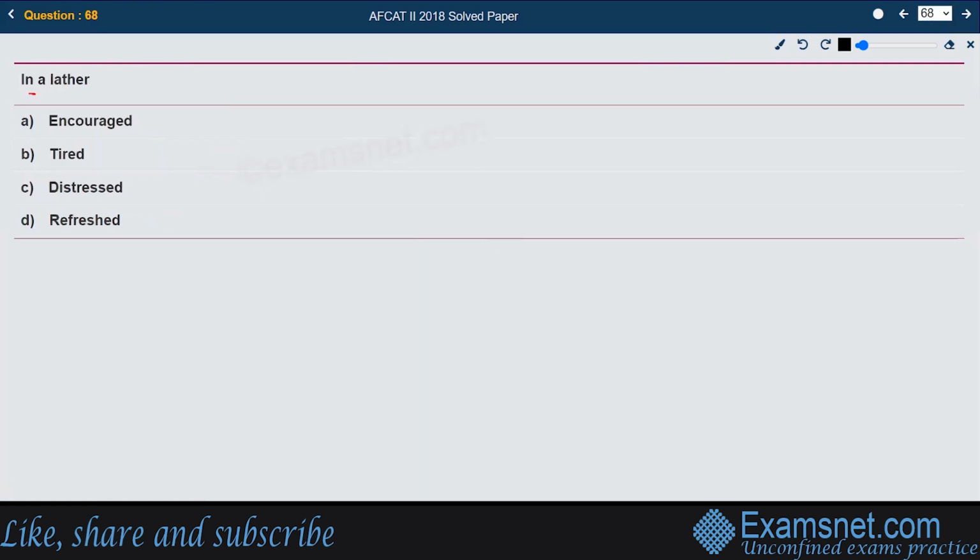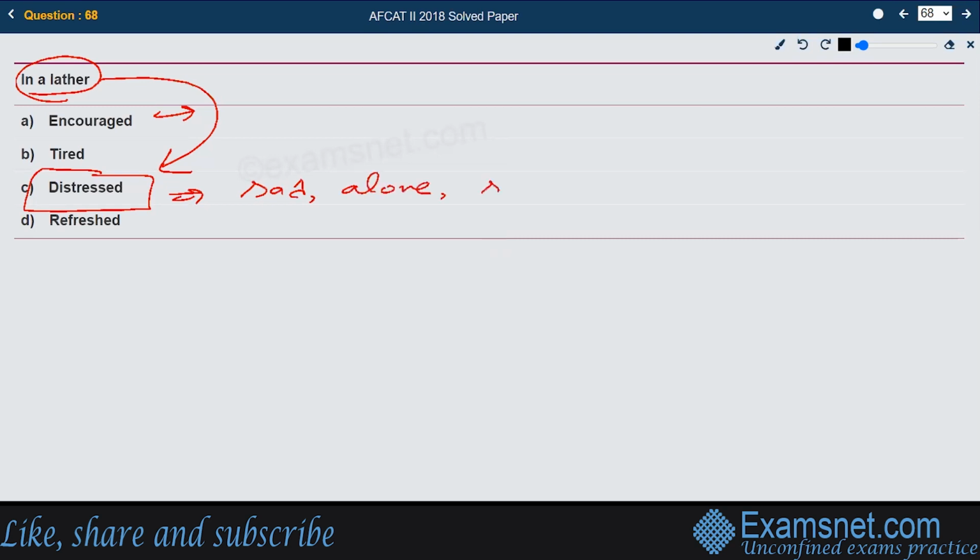Next idiom is in a lather. Okay, the phrase in a lather means being distressed. Encouraged means excited. Tired means somebody works very hard, so he gets tired. Refreshed means he is energized. So the right answer is in a lather means distressed. It is a negative phrase. Distressed means remaining sad or remaining alone. Okay, remaining under stress. All these words are used for a person who is distressed, and the phrase in a lather means being distressed.